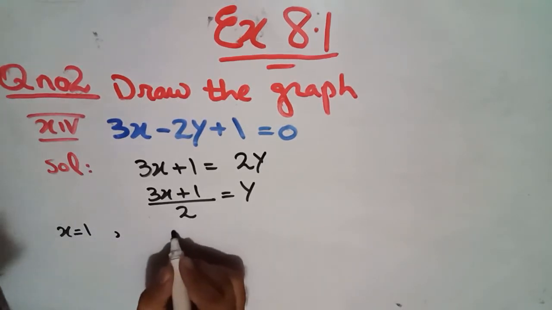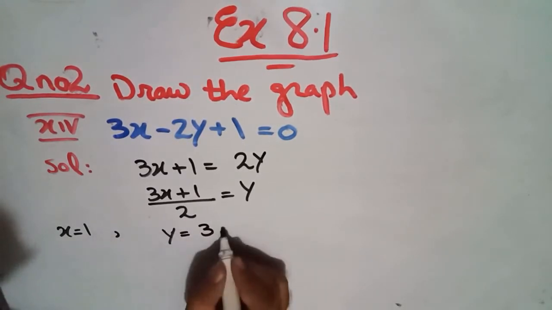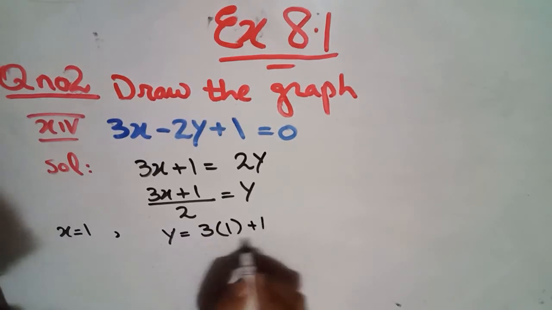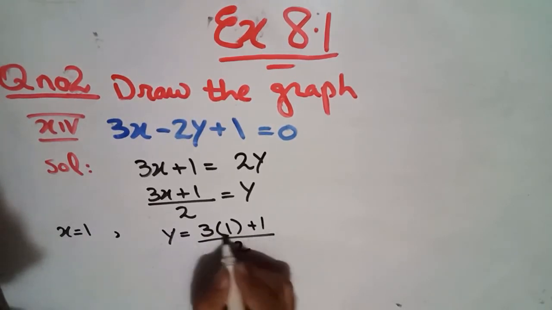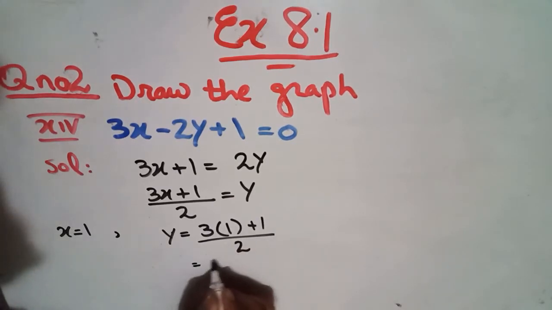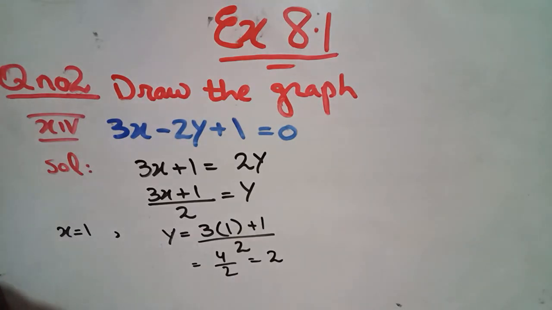So I will just write the relation as y is equal to 3x plus 1 over 2. You will put the value of x is equal to 1: 3 ones are 3 and 1 is 4, 4 by 2. So there you will write 4 by 2, that will give you the value of y, that is equal to 2. Okay, by cutting.